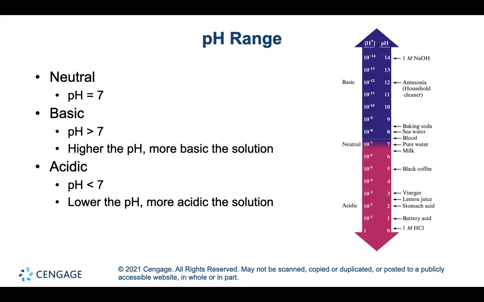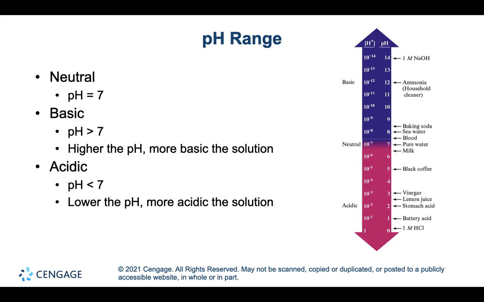So the pH range: pH 7 is neutral, pH greater than 7 is a higher pH and would be more basic. pH less than 7, lower pH, is more acidic, and that's because we're taking the negative of the log.